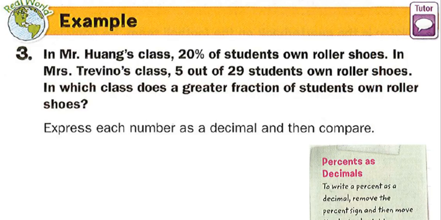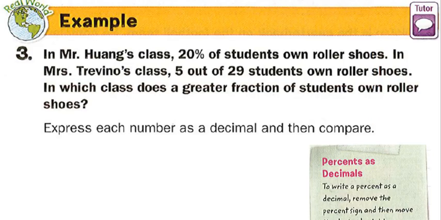All right, and number 3. All right, we're looking at Mr. Huang's class. 20% of students own roller shoes. I don't know what roller shoes are. I guess they're something like roller skates, maybe. I don't know. In Mrs. Trevino's class, 5 out of 29 students own roller shoes. In which class does a greater fraction of students own roller shoes?